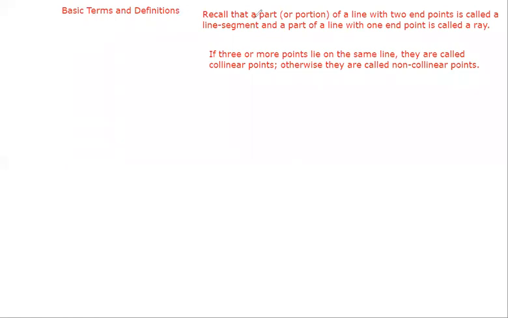Students, as it is mentioned here, a portion of a line. Let's say I have a line here. This is a line. I can name this line AB. A small portion of this line, maybe from here till here, is known as a line segment, right? It has two endpoints, let's say C and D. In fact, AB is also a line segment and CD is also a line segment.